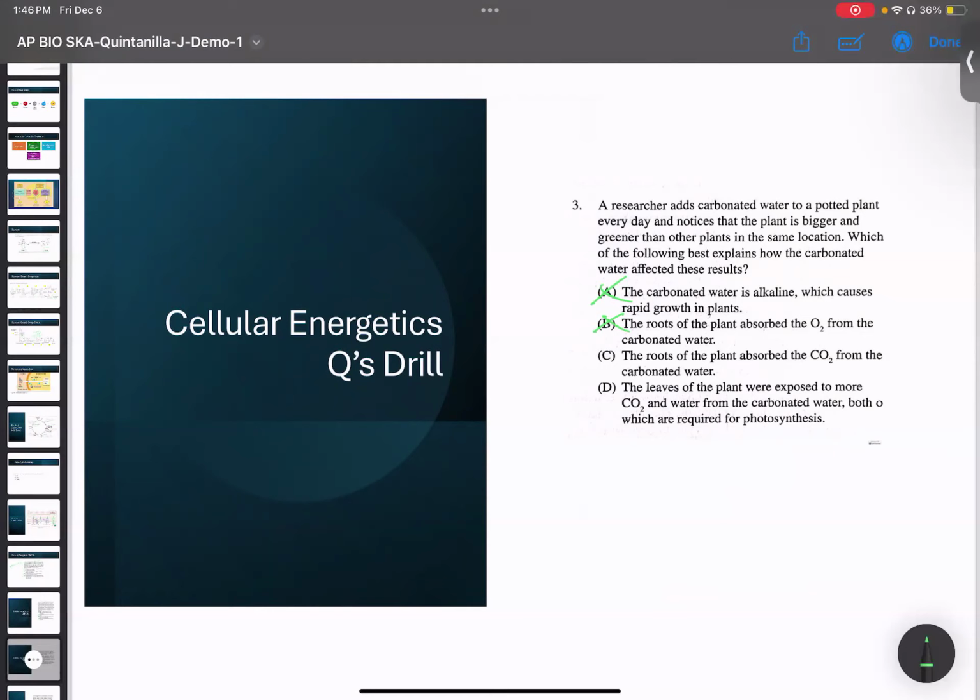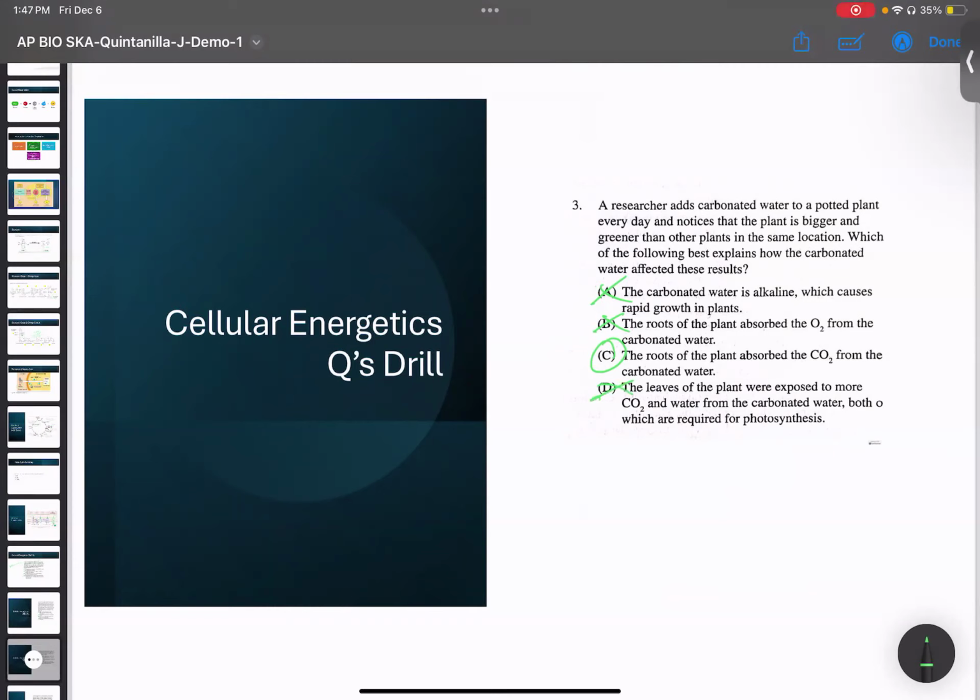The leaves of the plants are exposed to more CO2 and water from the carbonated water, both of which are required for photosynthesis. Well, that's not completely true. The roots of the plants absorb CO2 from the carbonated water. So it seems as though the best option would be C, not D, because the leaves of the plants are exposed to more CO2. That's not true because we're talking about the roots of the plants, because you're adding carbonated water to the roots. So that's not true.